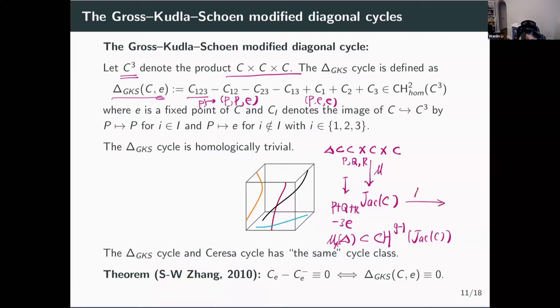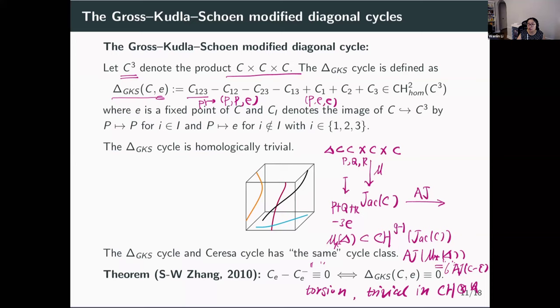Now, if I consider the Abel-Jacobi map, it turns out that the Abel-Jacobi image of the push forward of this delta essentially equals the Abel-Jacobi image of the Ceresa cycle up to a constant. I think it's like six times, I think. Please double check. Okay, so their cycle classes are closely related. Moreover, in the work of Shou-Wu Zhang, he actually proved that these cycles are trivial, by which I really mean torsion, or in other words, trivial in the corresponding Chow group tensor Q, if and only if the other is. So if you want to prove non-torsionness or torsionness, you can prove one cycle and it implies the other.